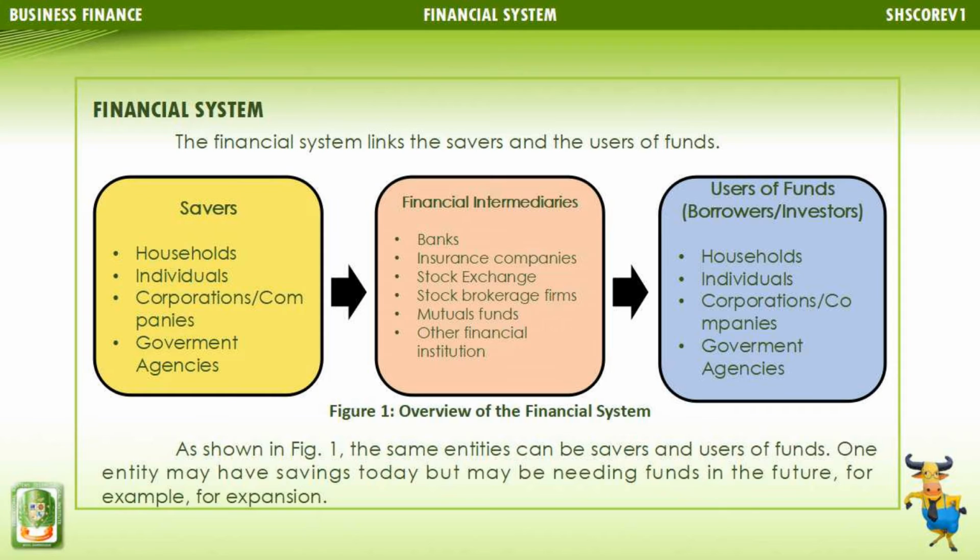As shown in Figure 1, the same entities can be savers and users of funds. One entity may have savings today, but may be needing funds in the future. For example, for expansion.